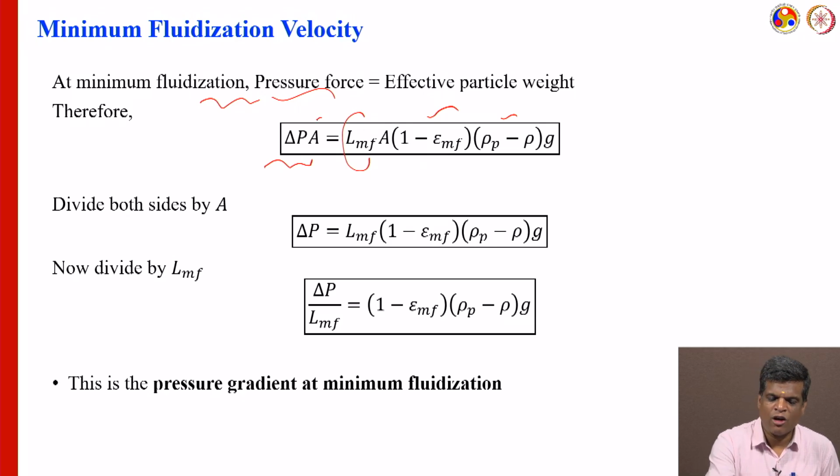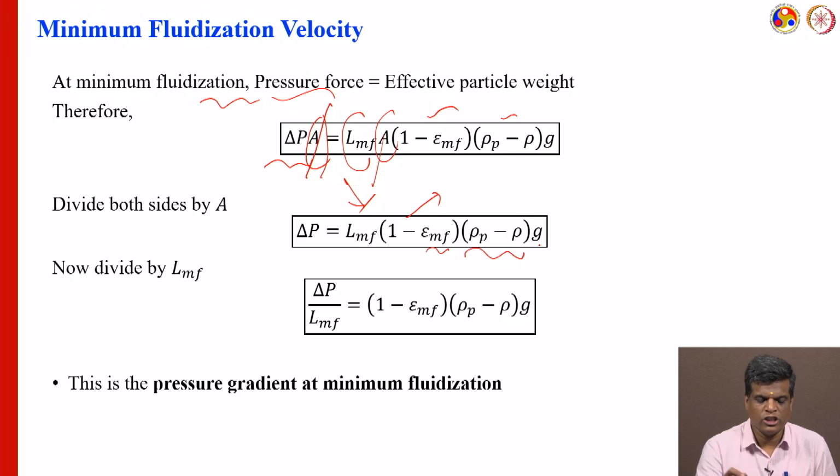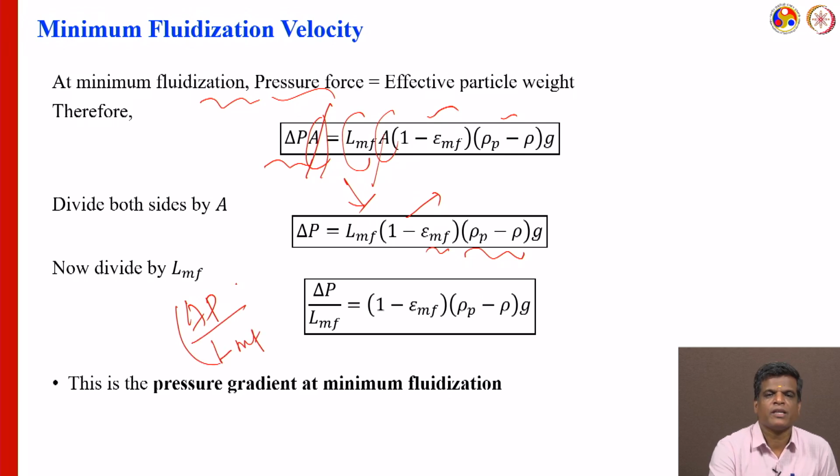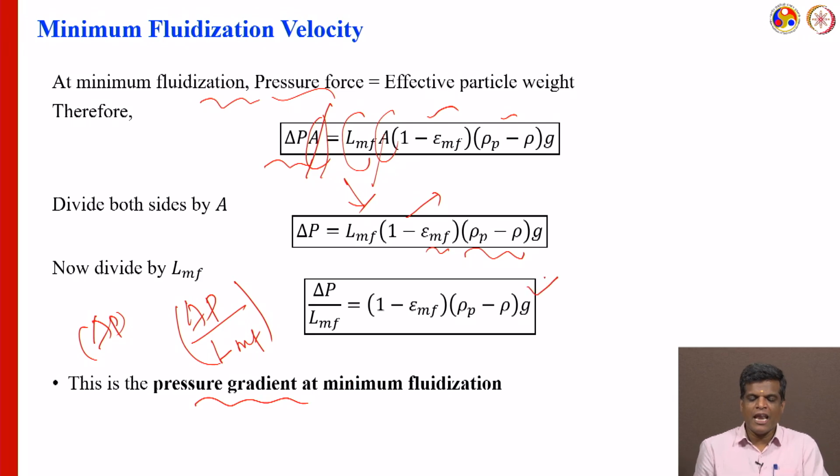So on both sides A is common and gets cancelled, then we get the pressure drop delta P equal to LMF (1 - epsilon MF), the MF called minimum fluidization here, then the density difference into g. Then it is divided by LMF, because if you only write delta P, that is a pressure difference, then delta P by LMF is called the pressure gradient. If you only write delta P, we call it a pressure difference. So the pressure gradient at minimum fluidization, we get this equation: delta P by LMF equal to (1 - epsilon MF) (rho P minus rho) g.